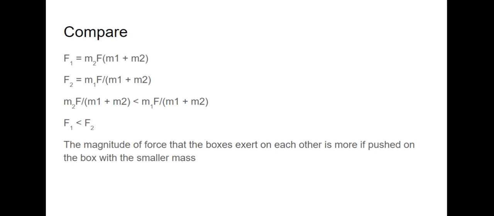By comparing the two values of F1 and F2, we see that F2 is greater than F1, since m1 is greater than m2, and both are in the numerators, and the denominators are the same. Since m1 is greater than m2, the force is larger if F is applied to the block with the smaller mass.